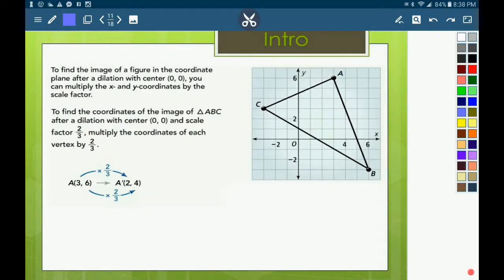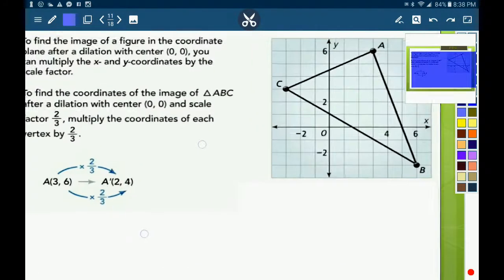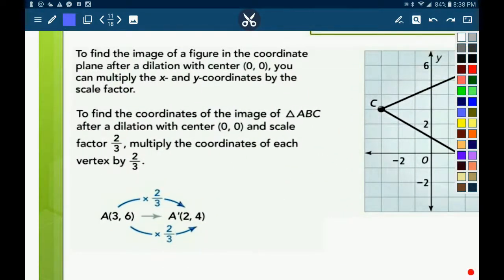Alright, so I have another little intro here for example 3. This is a way we can find out the coordinates of our dilation without actually having to slide the points down that straight line that was connected through the origin. So it says to find the image of a figure in the coordinate plane after a dilation with center 0, 0, you can multiply the x and y coordinates by the scale factor.